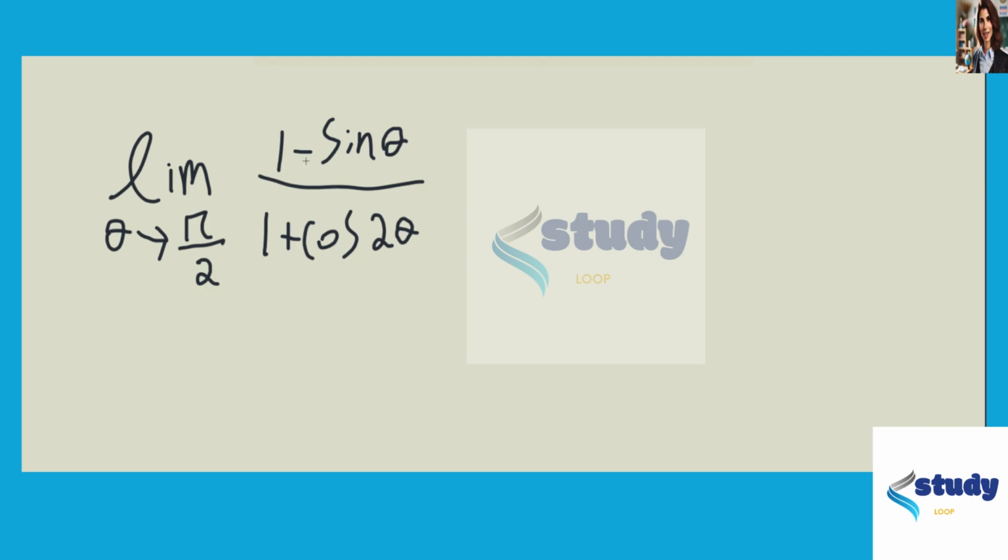So if we do that, we have 1 minus sine of pi over 2. That's just going to be 1 minus 1. Sine of pi over 2 is 1. So we have 1 minus 1 and then divided by 1 plus cosine of 2 times pi over 2. Well, 2 times pi over 2 is just pi. So we have 1 plus cosine of pi. Well, cosine of pi is negative 1. So therefore we have 1 plus a negative 1, which gives us, well, 0 divided by 0. So yes, we're in the form here 0 over 0. So L'Hopital's rule can be applied.